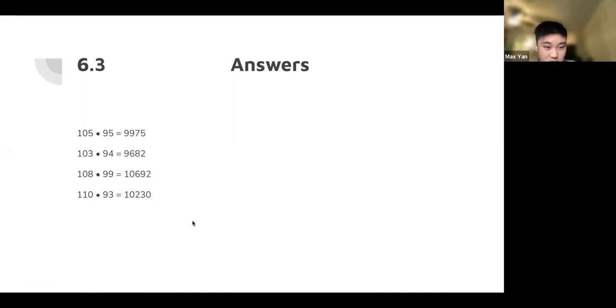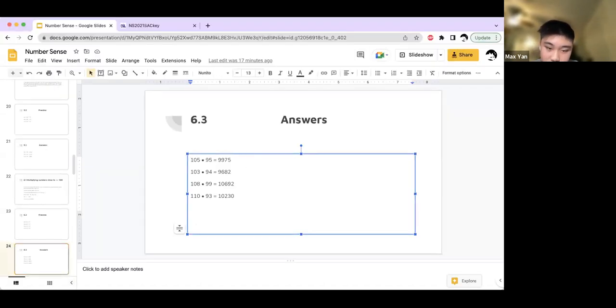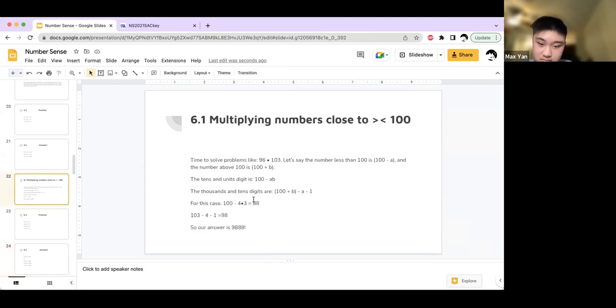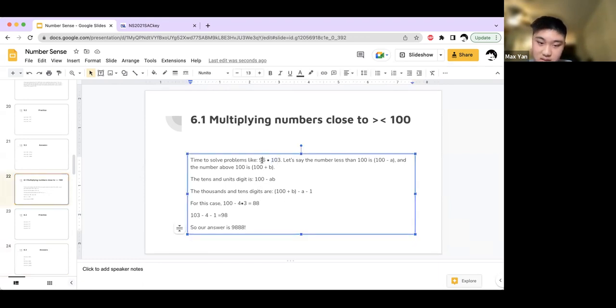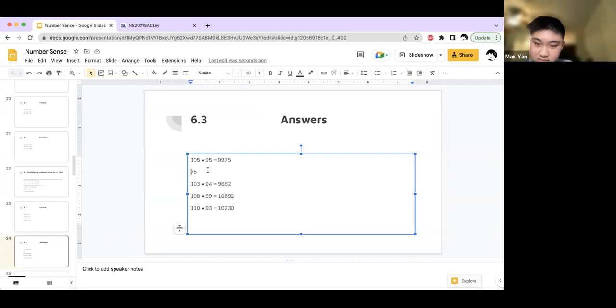Okay, let's try this out. I may not have explained it well. So 105 times 95. First off, we have a equals 5, b equals 5. So 100 minus ab should be 75. Our trick here tells us that it should be the big number minus the difference, and then minus another one. So 105 minus 5 minus 1, you get 99, and the answer is 9,975.